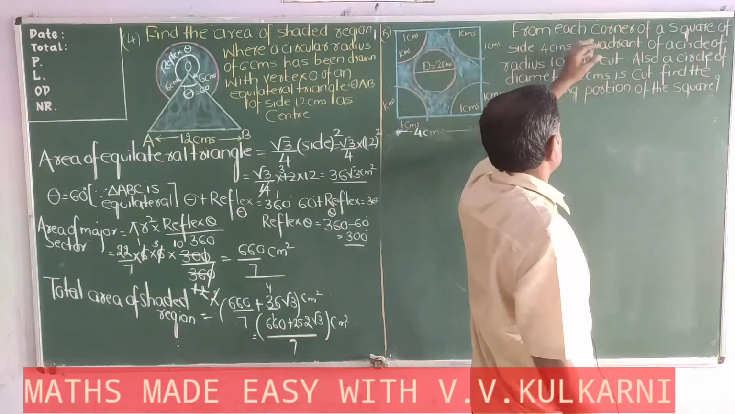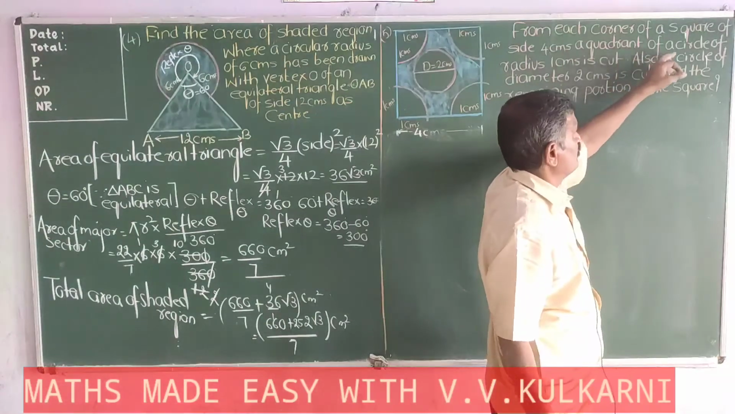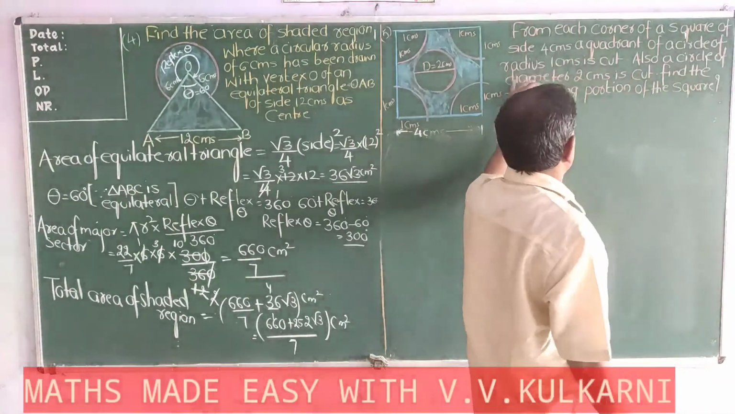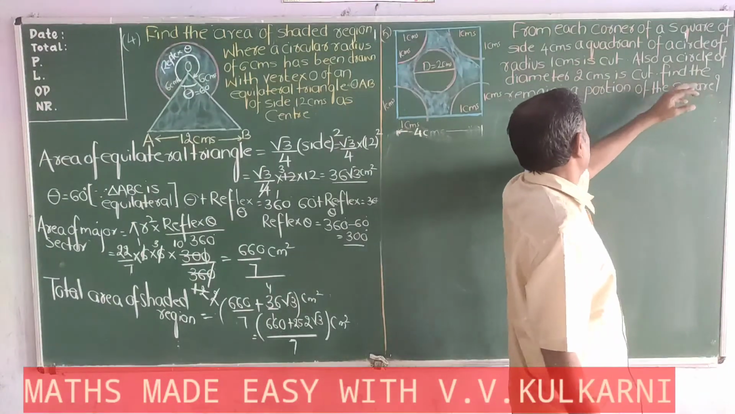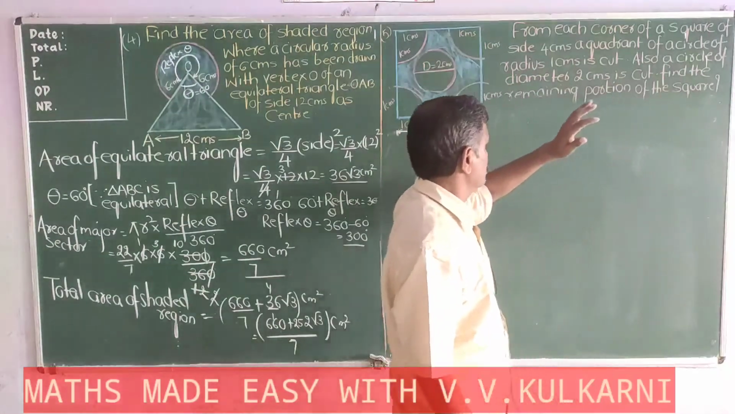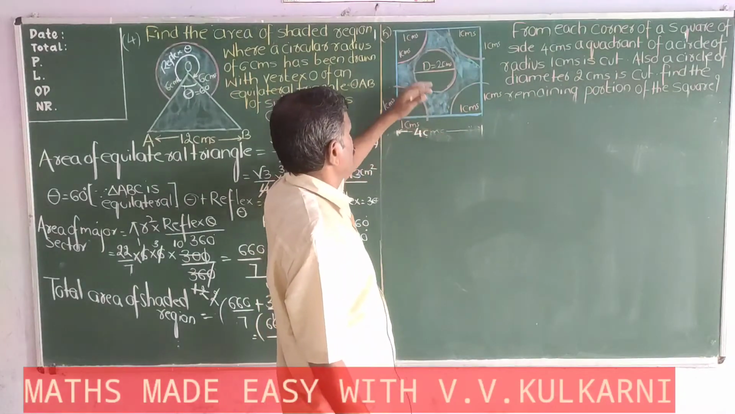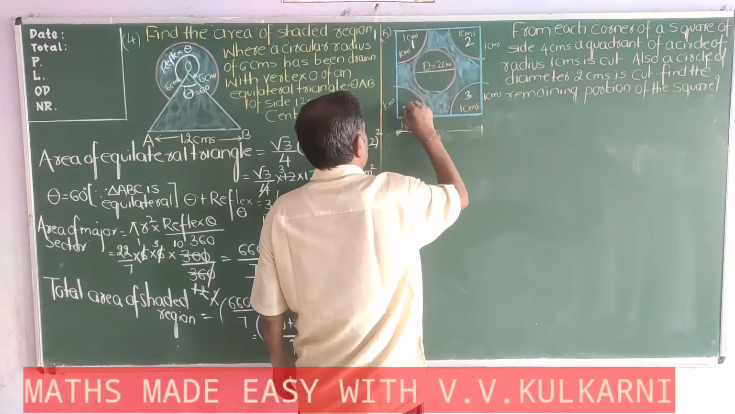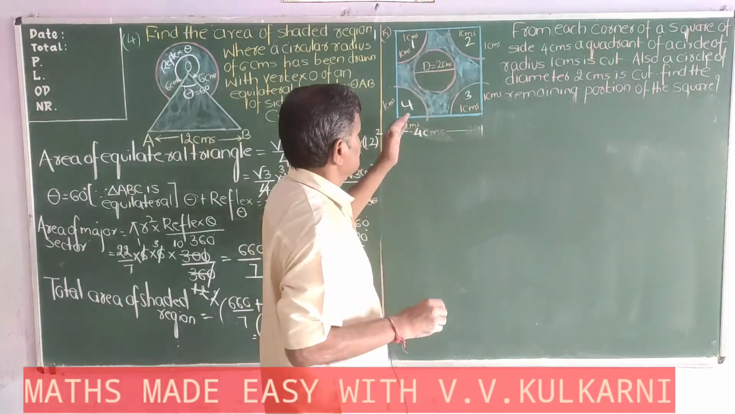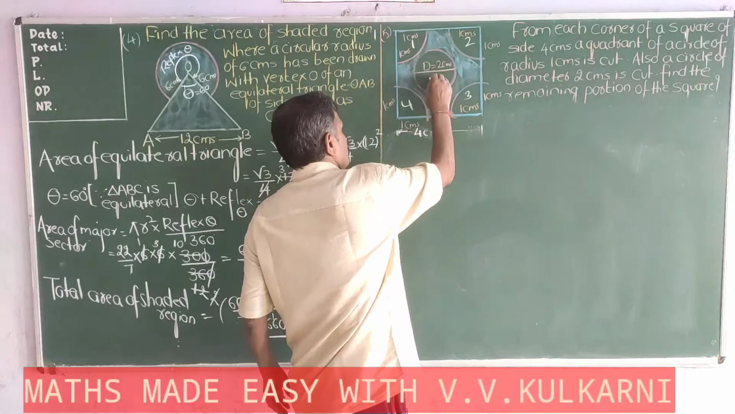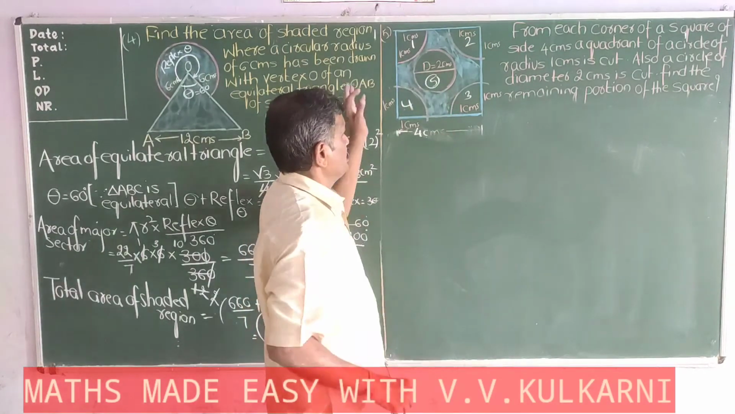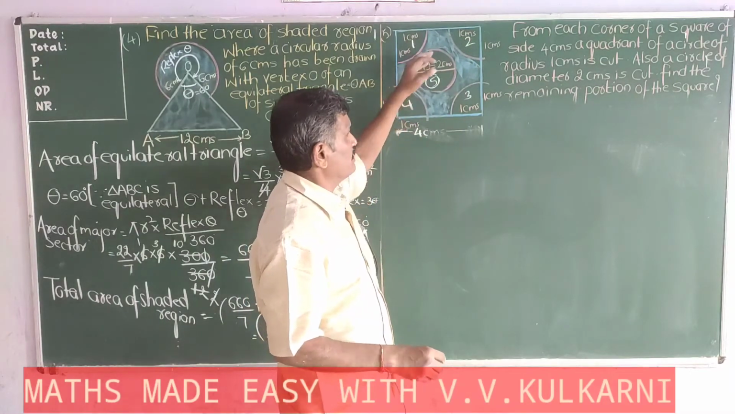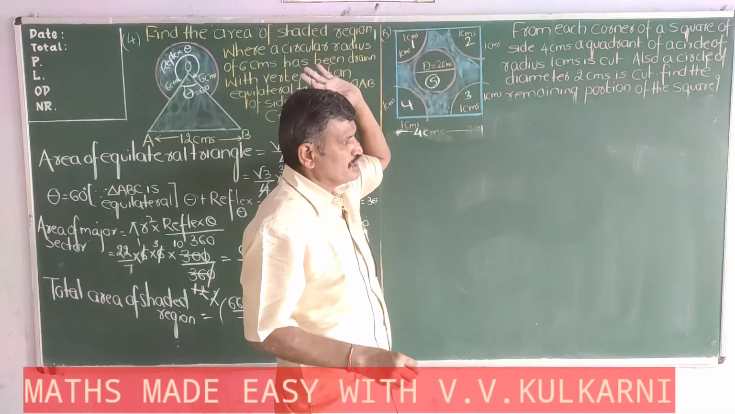From each corner of a square of sides 4 centimeter, a quadrant of a circle of radius 1 centimeter is cut. Also, a circle of diameter 2 centimeter is cut. Find the remaining portion of the square. See here, there is a square from which 1, 2, 3 and 4 quadrants are cut, and also one circle we are going to cut. So that means area of this complete square minus area of these 4 quadrants and minus area of this circle will be equal to area of the shaded region.